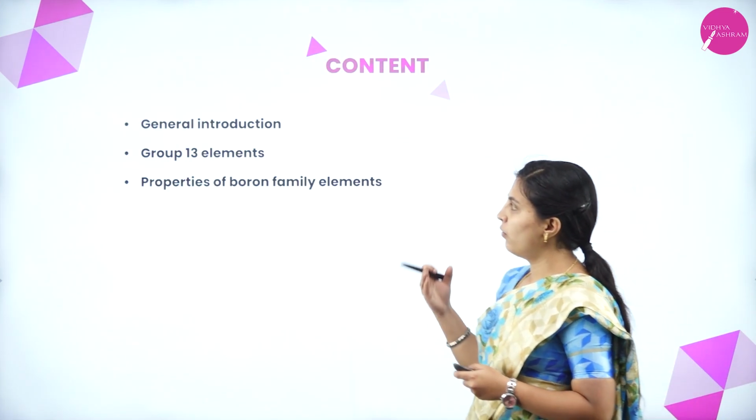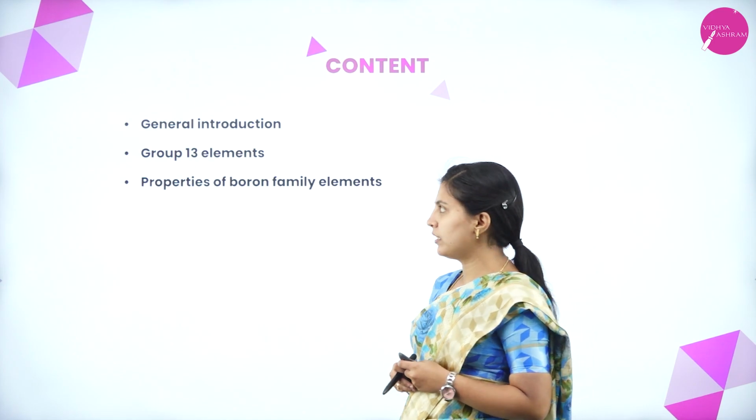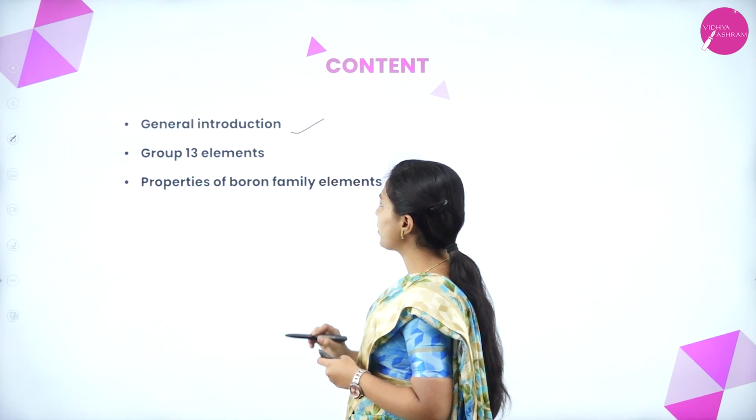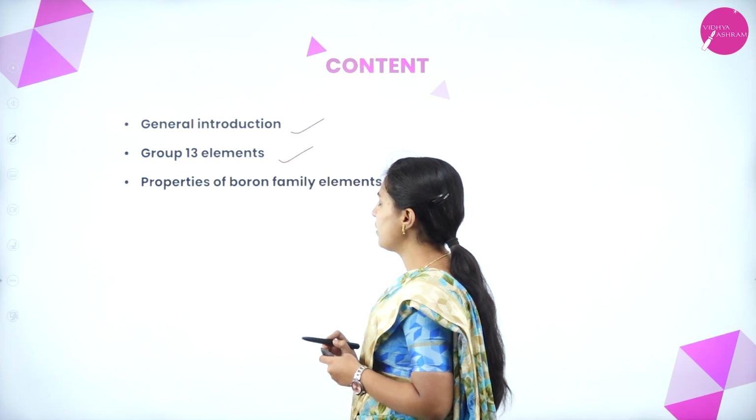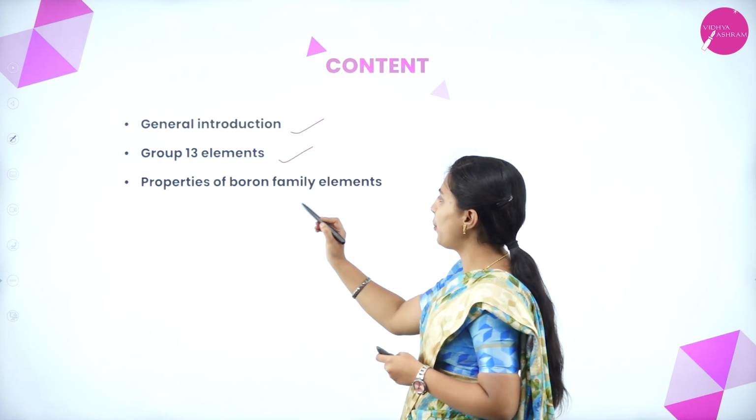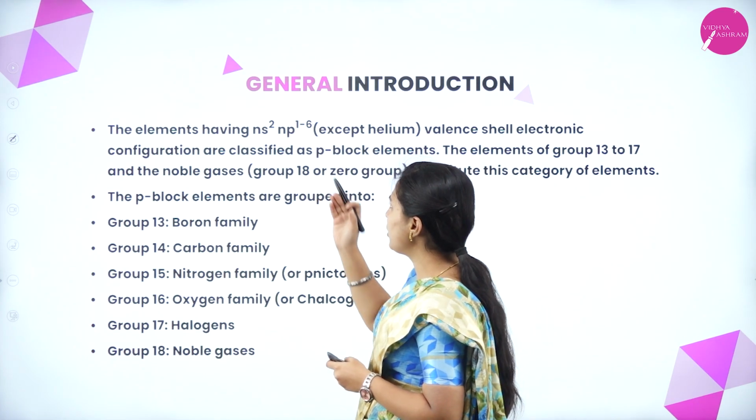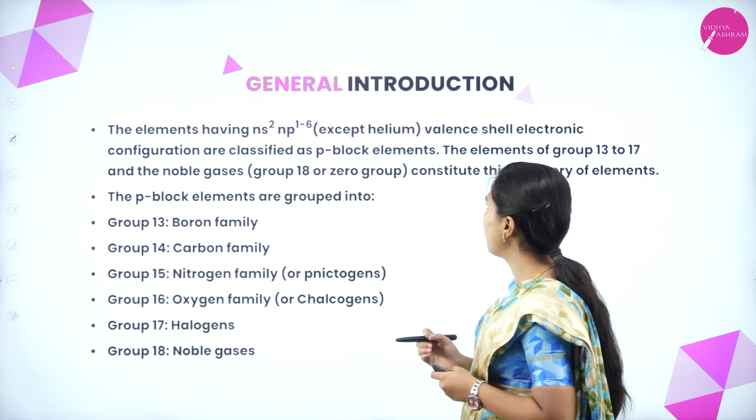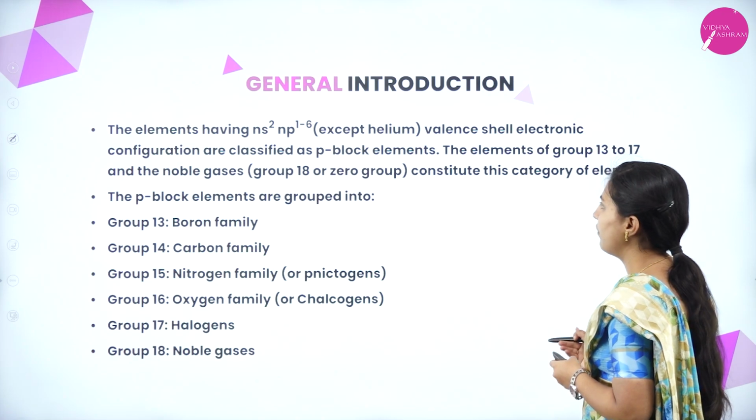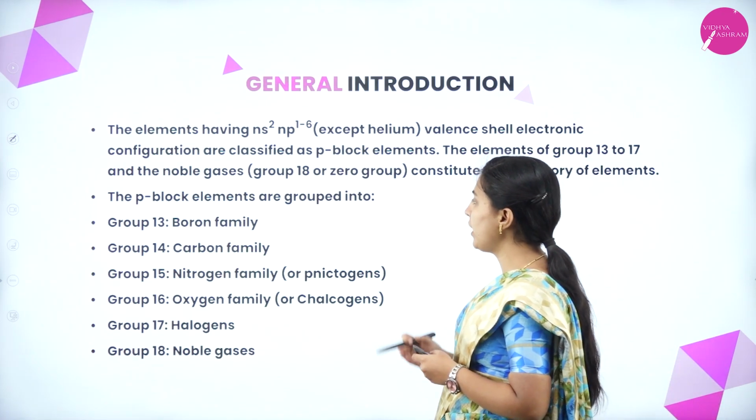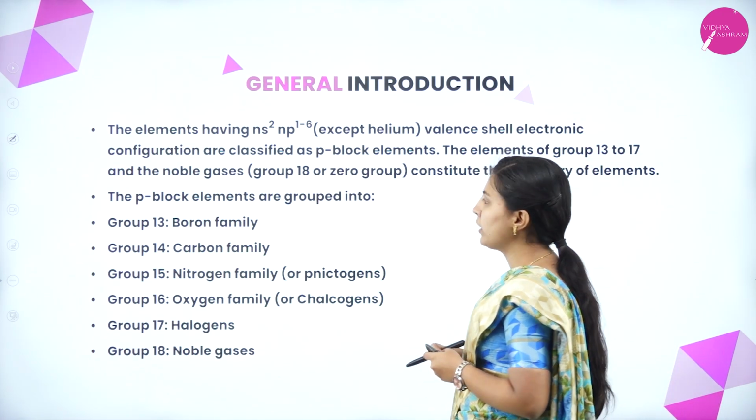Let us see what all the contents we'll discuss in this session. First, general introduction, group 13 elements. From that group 13 elements, properties of boron family elements. The elements having ns2np1 to 6 valence shell electronic configuration, except helium, are classified as p block elements.